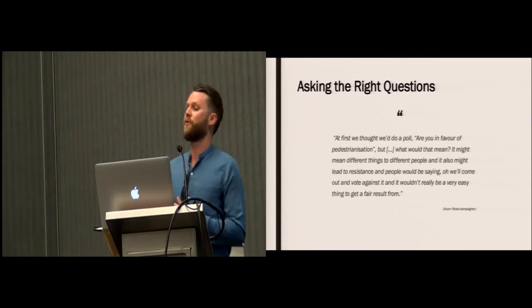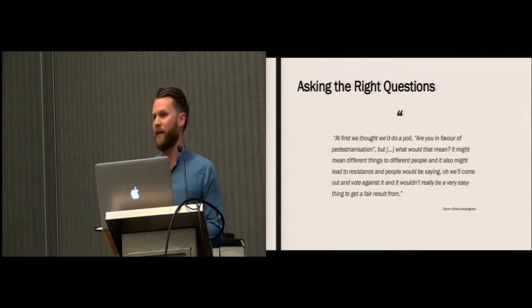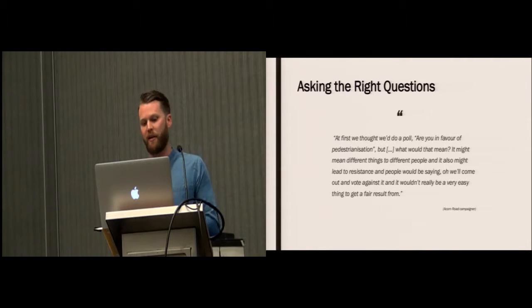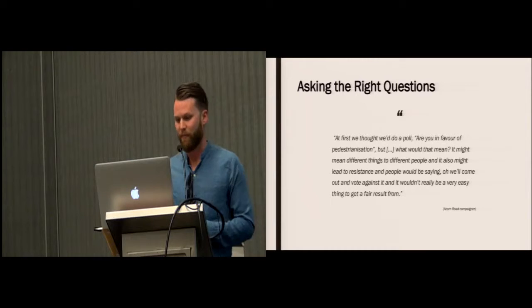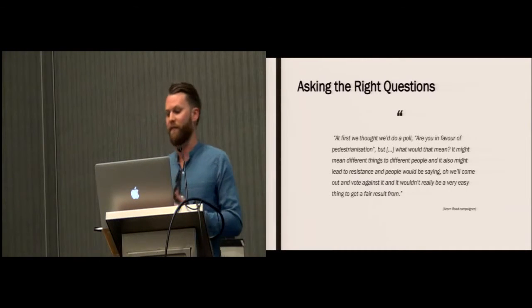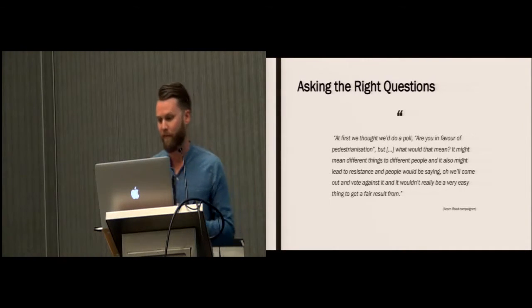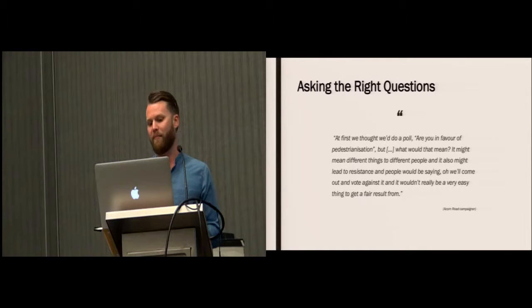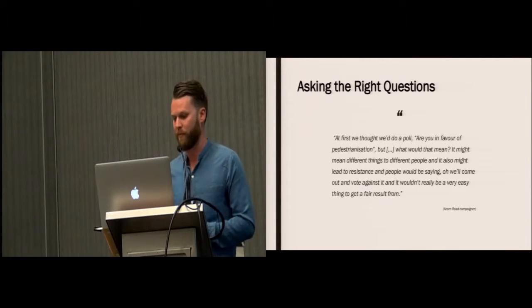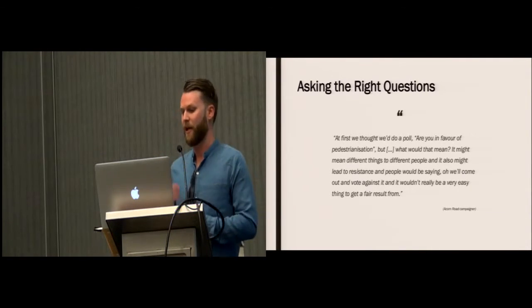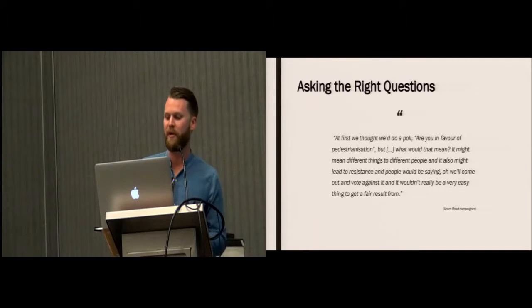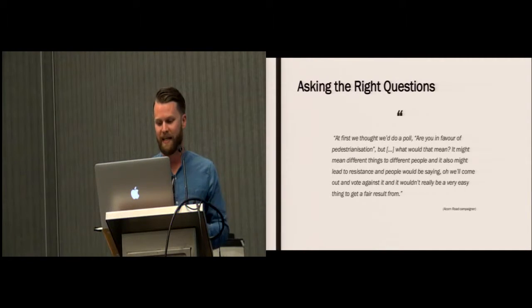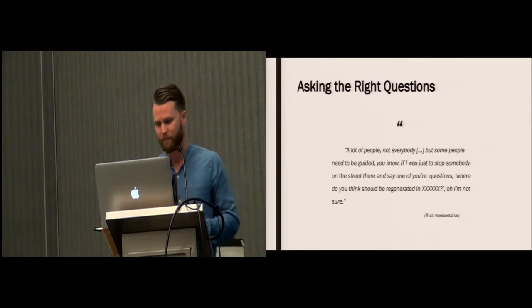In Acorn Road, this meant taking into consideration a sense of being neutral, avoiding asking questions directly. As this member of the campaign group said, "At first we thought we'd do a poll, are you in favour of pedestrianisation, but what would that mean? I mean, it might mean different things to different people. It also might lead to resistance, and people would be saying, oh, we'll come out and vote against it. And it wouldn't be a really very easy thing to get a fair result from."